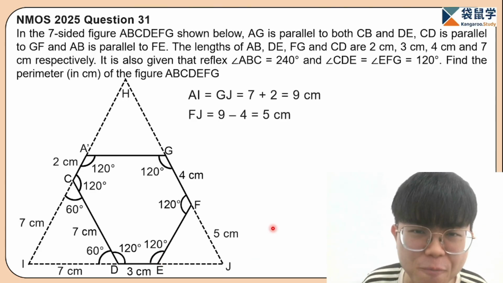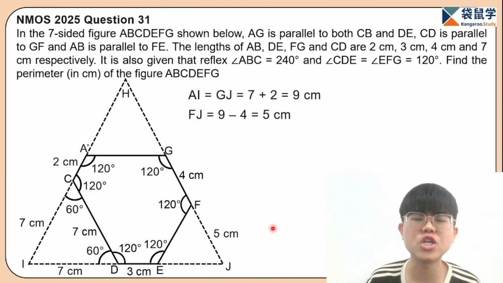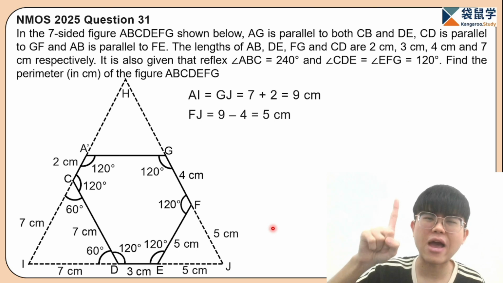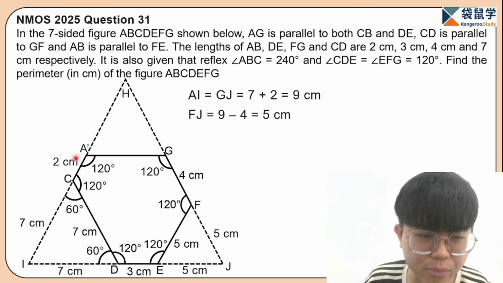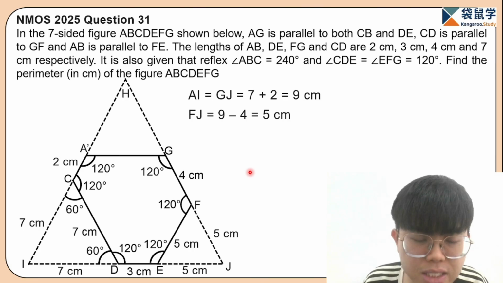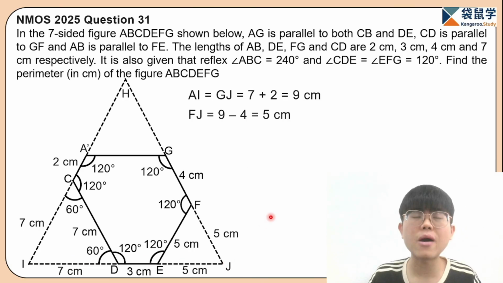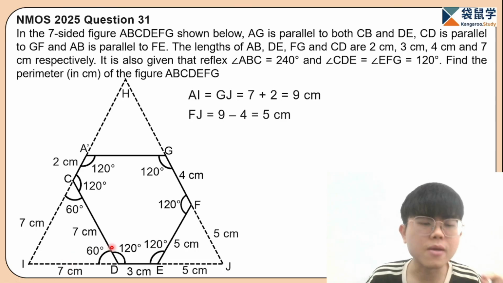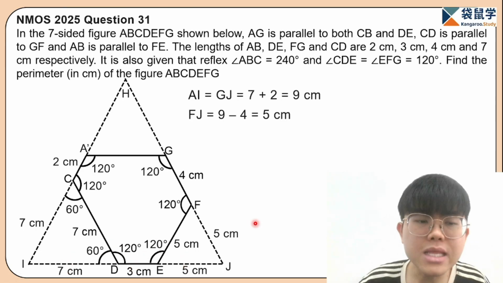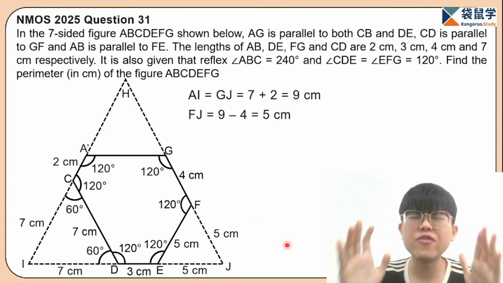Since we know that FJ is 5 cm and FEJ is one of the equilateral triangles, the next thing we know is that FE and EJ will both just be 5 cm. So we already found out one of the side lengths, FE, right here. We just have to find out A prime G. Now again, let's observe our figure. Notice that our bottom base right here, I to J, we already found out the total length: 7 plus 3 plus 5, 15 cm. Which means that HJ will also be 15 cm.